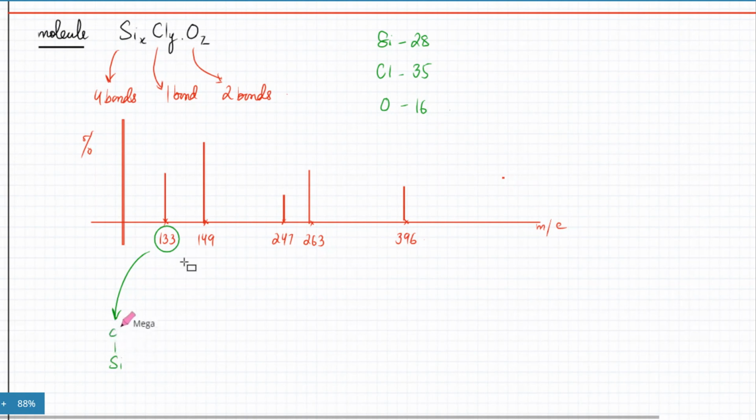Remember, fragments are incomplete, because they're small broken pieces, so the bonds are always incomplete. So it's SiCl3, right? And structurally that is correct. Silicon needs one more bond. Now figuring out 149 would be easy. What's the difference between 133 and 149?